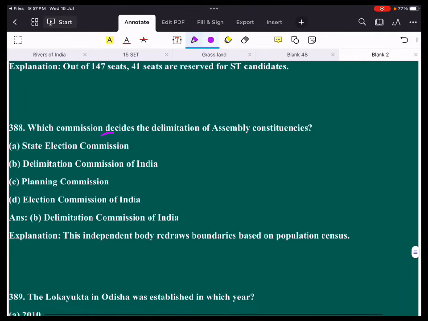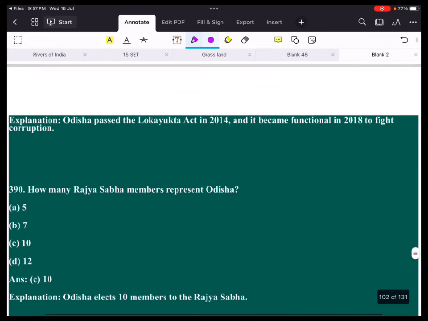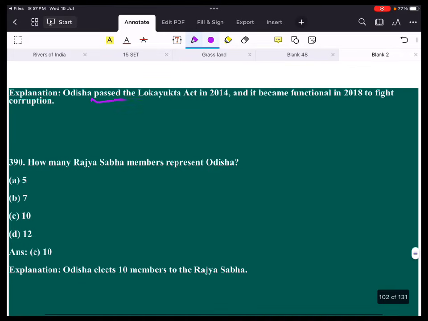Which commission decided the delimitation of assembly constituencies? That is the Delimitation Commission of India, option B. The Lokayukta in Odisha was established in which year? That is 2018, option C. Odisha passed the Lokayukta Act in 2014 and it became functional in 2018 to fight corruption. The Lokayukta Act is to fight corruption.